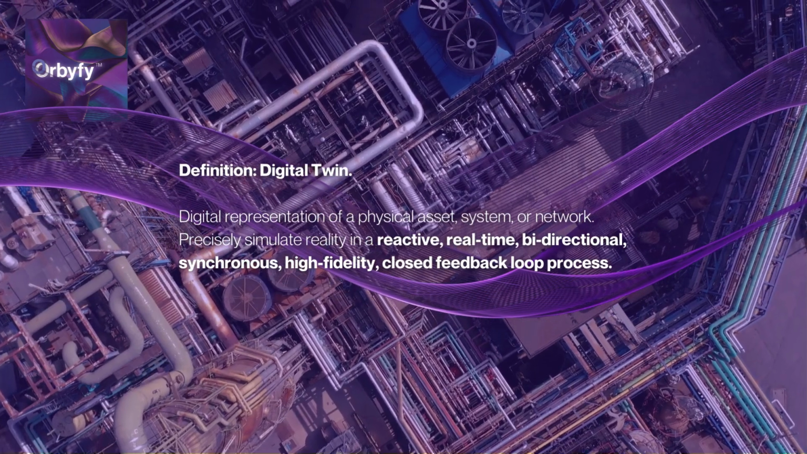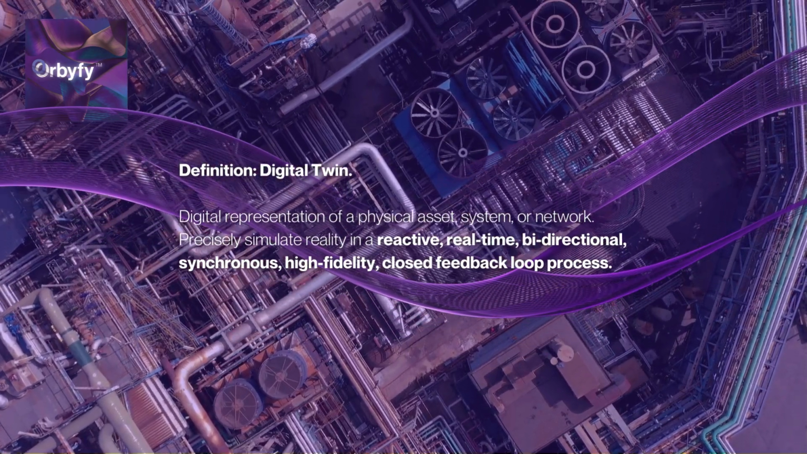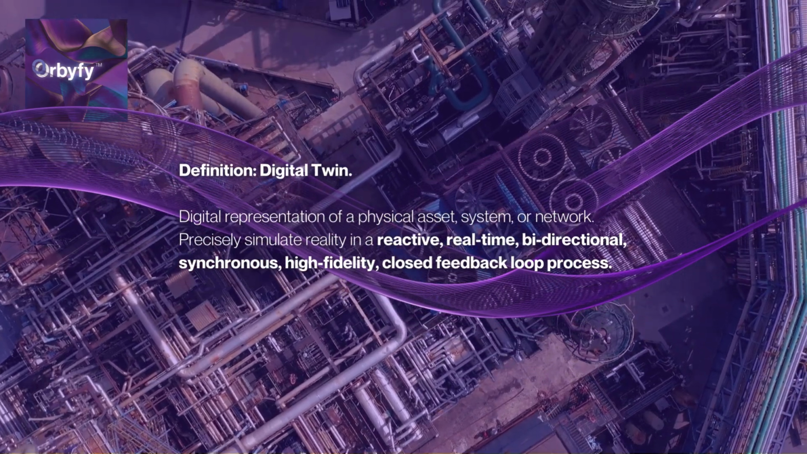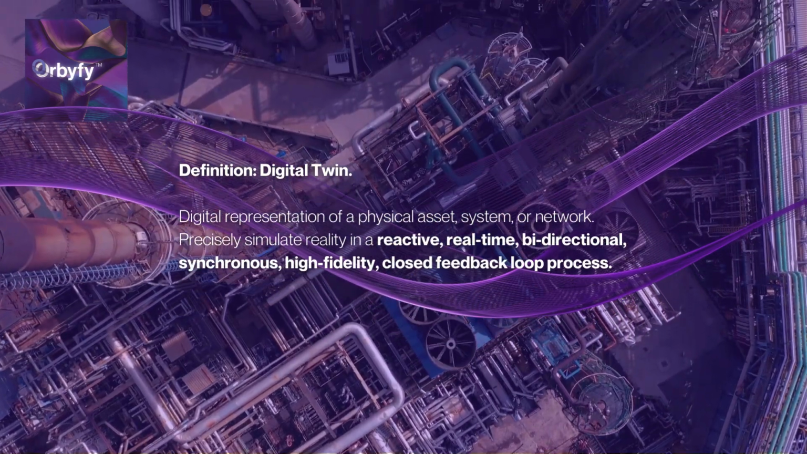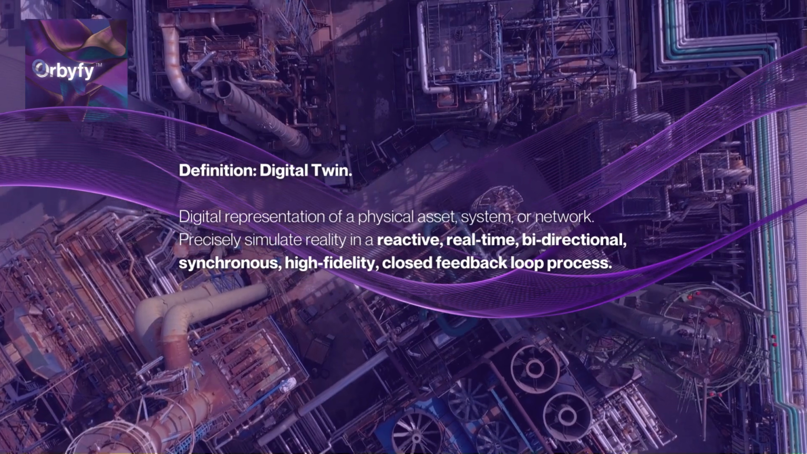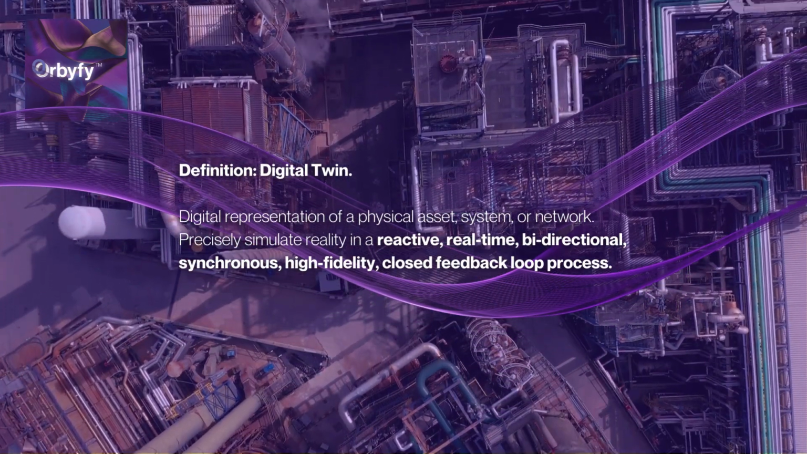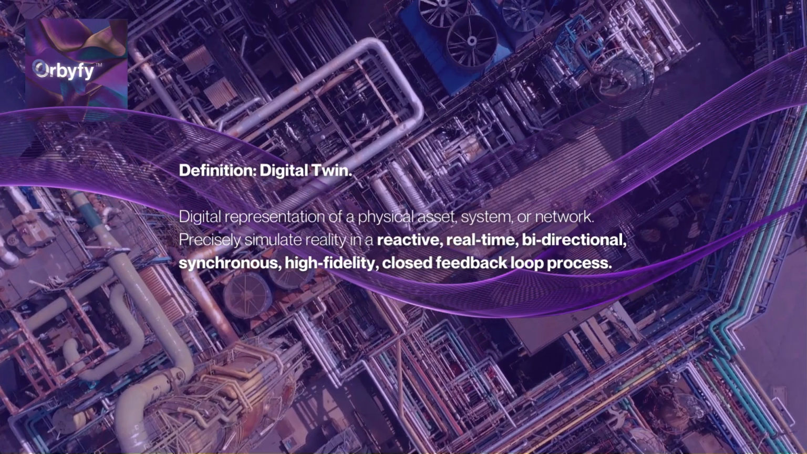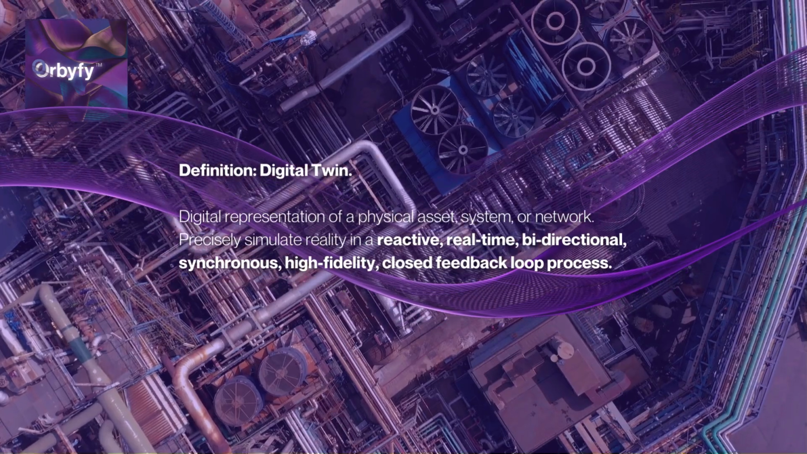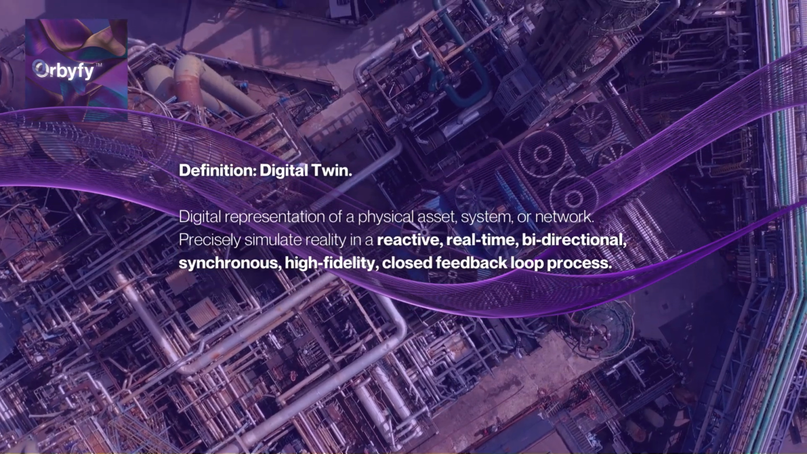And as I mentioned before, a digital twin is nothing more than the digital representation of the physical, whether that physical be an asset, a system, a network, a process, a building, whatever it is. And digital twins can have different levels of complexity as well. I would say the most complex digital twins can precisely simulate reality in a reactive, real-time, bidirectional, synchronous, high-fidelity, closed feedback loop process.